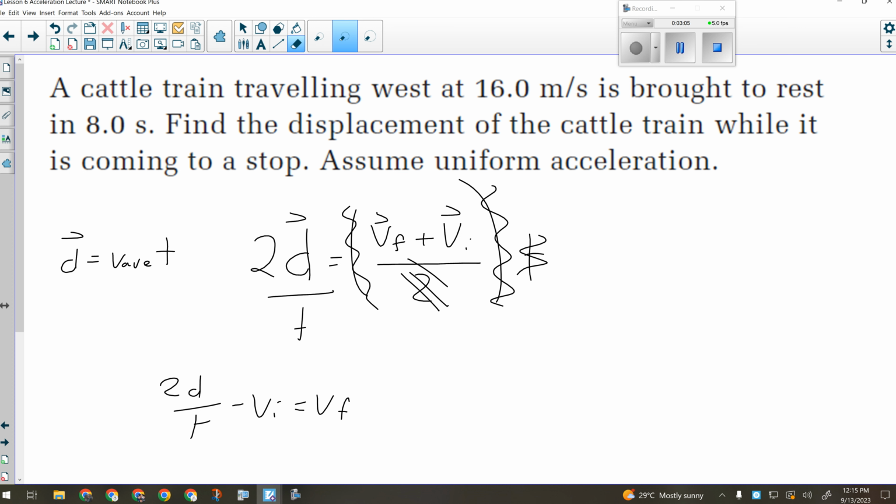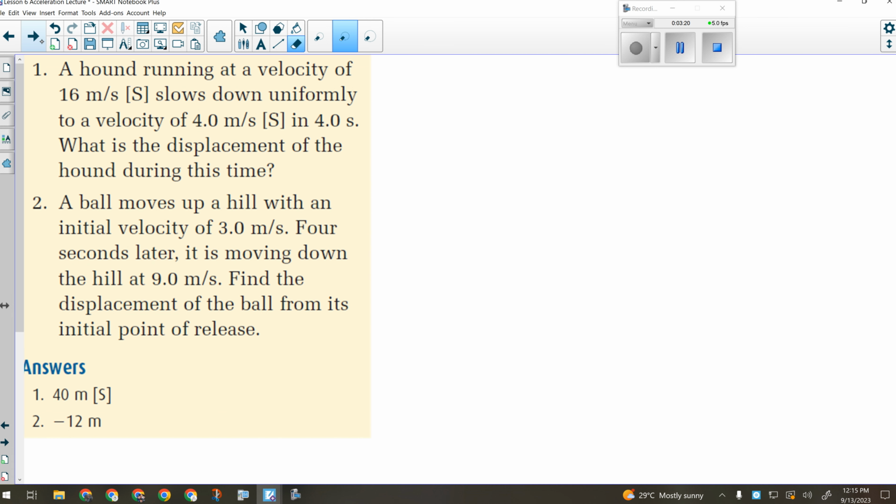And if I wanted to solve for vi, I just flip these two. They're being added after all. I could just go 2d over t minus vf equals vi. Either one will work. Everyone all right with that? I would like you guys then to try these two.